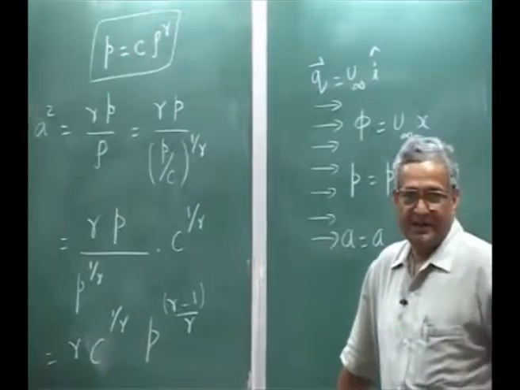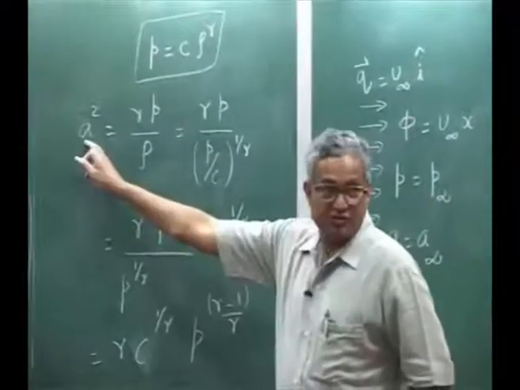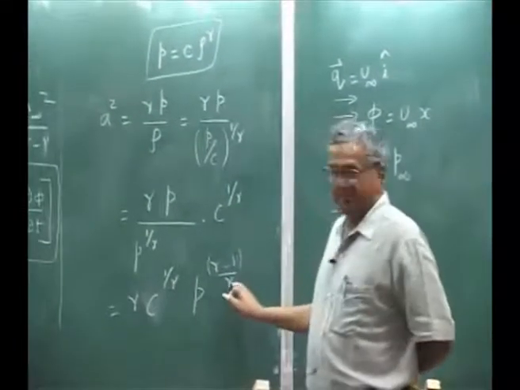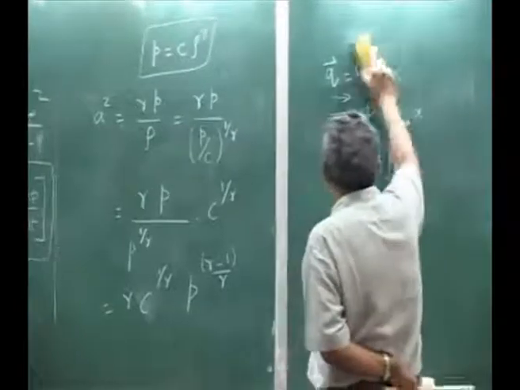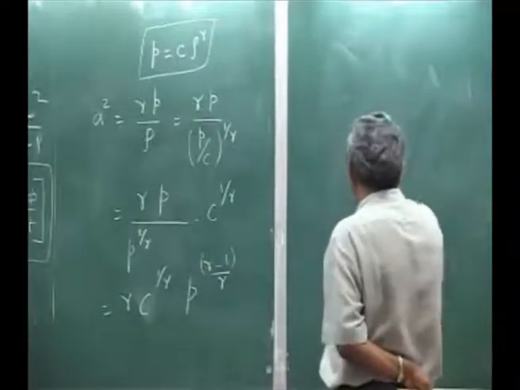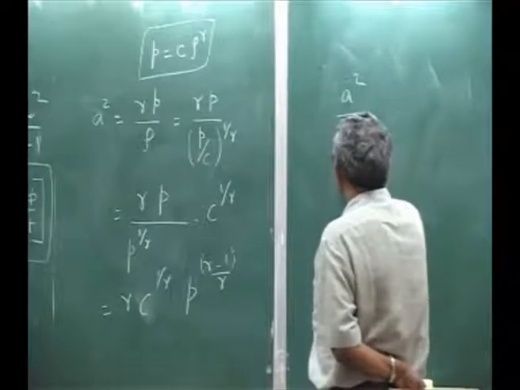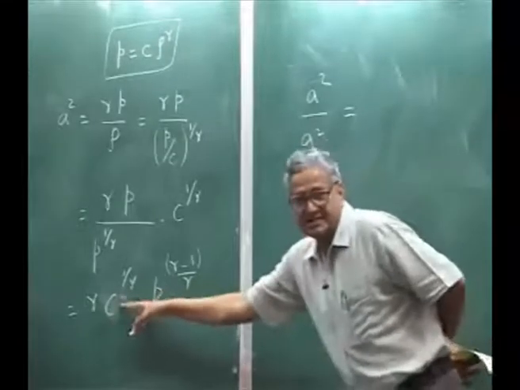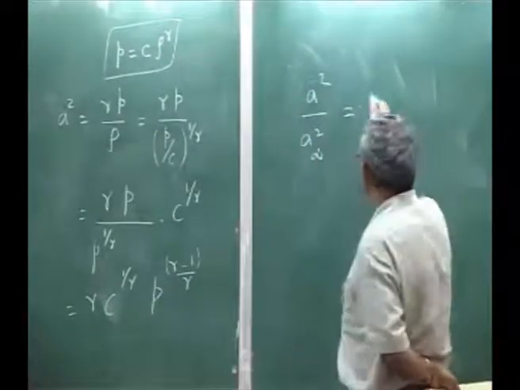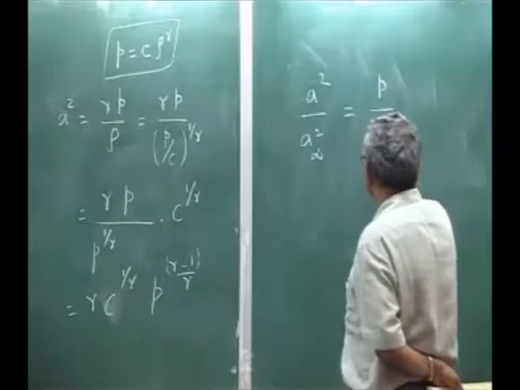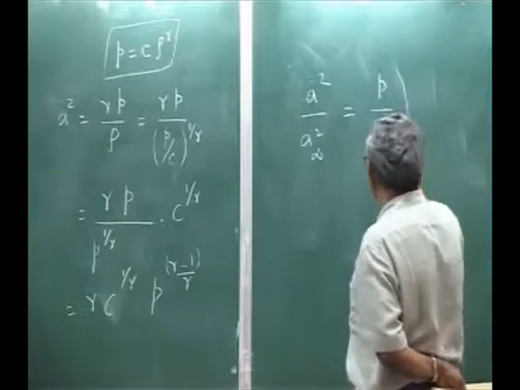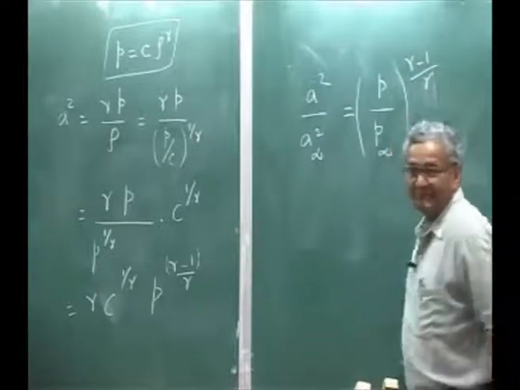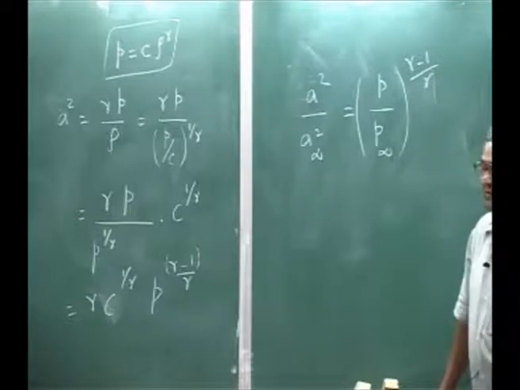Okay. Which means my a square is pressure gamma minus 1 over gamma. So I can write in terms of a square over a infinity square. This is a constant, they will cancel out, leaving behind p infinity gamma. Okay.